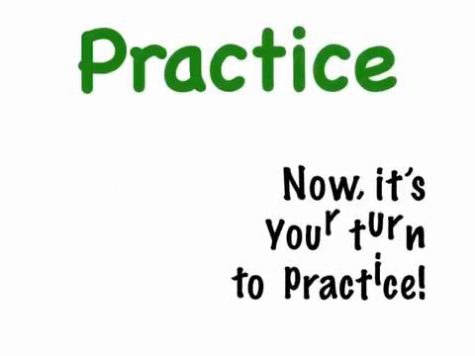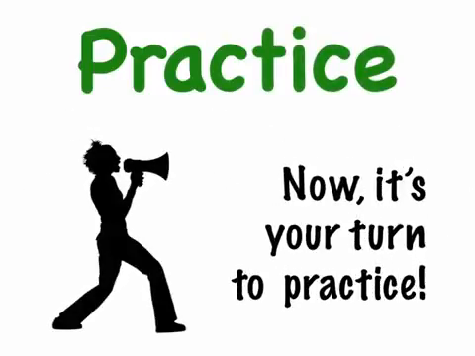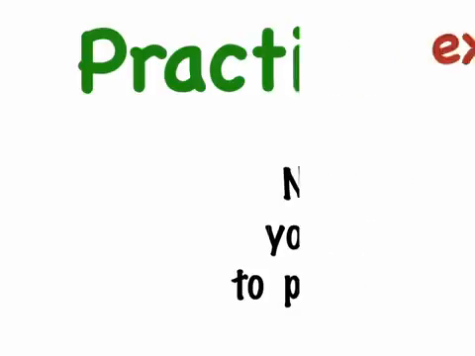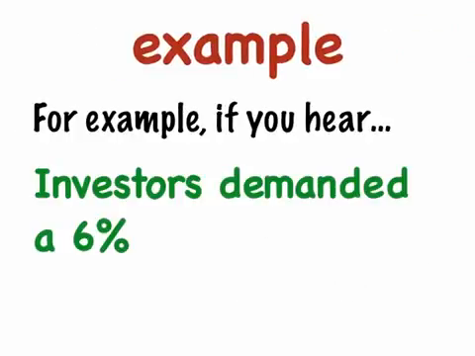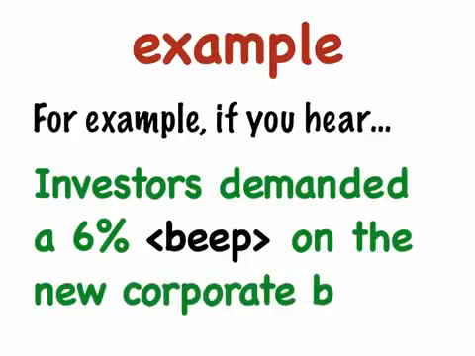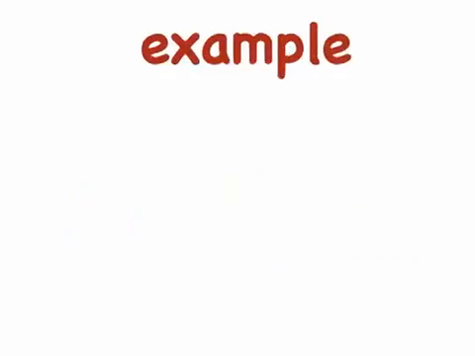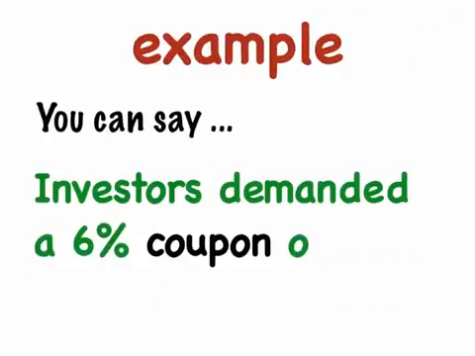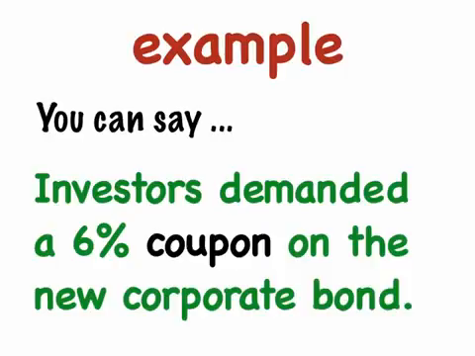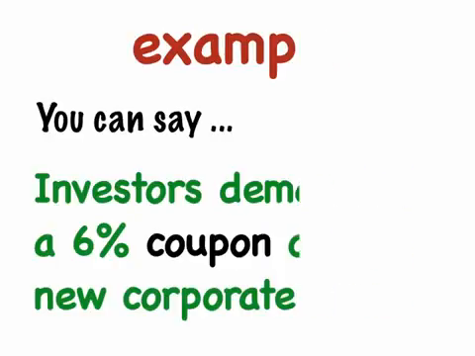Now it's your turn to practice some of the words we have studied in this episode. You'll hear a series of sentences with a word replaced with a beep. Repeat the whole sentence, including the missing word. For example, if you hear, Investors demanded a beep on the new corporate bond, you can say, Investors demanded a 6% coupon on the new corporate bond. We'll play the correct answer after each question. Ready? Let's give it a go.